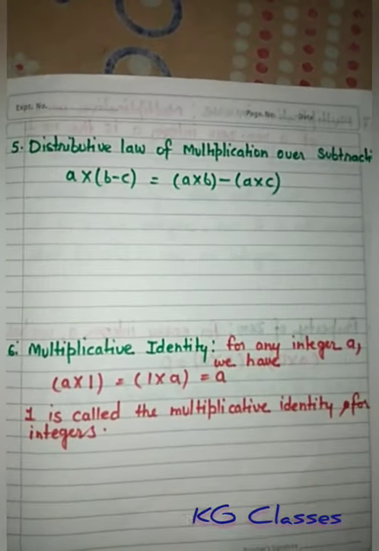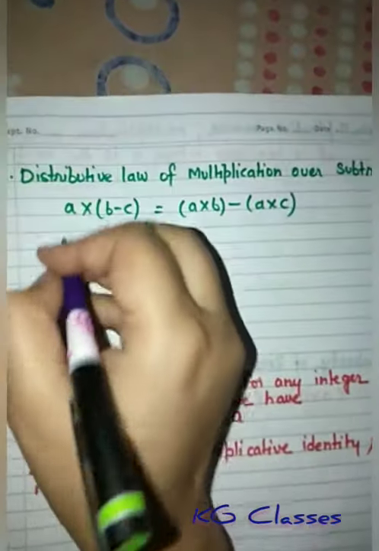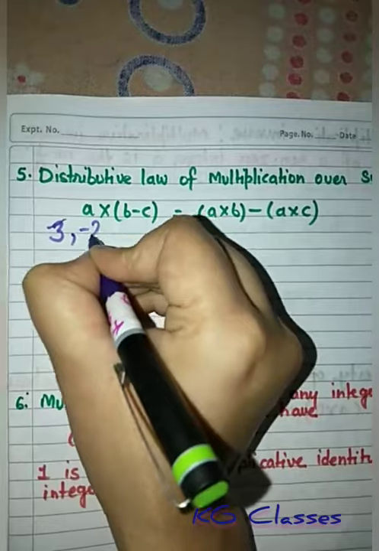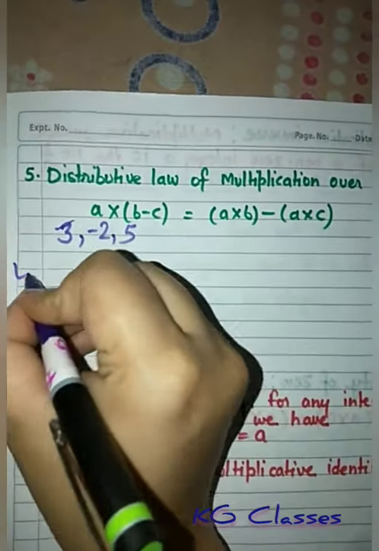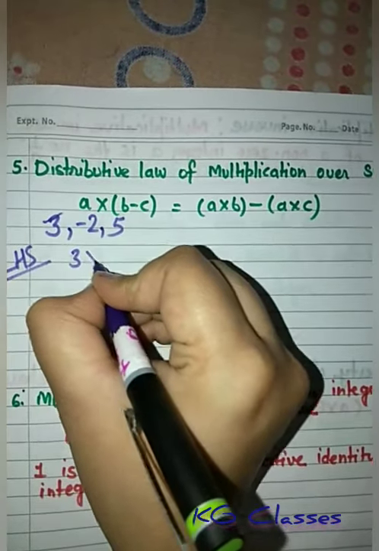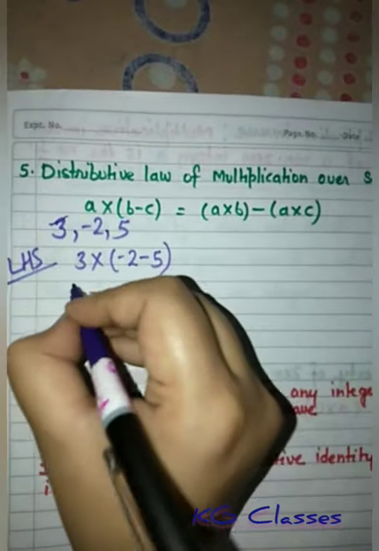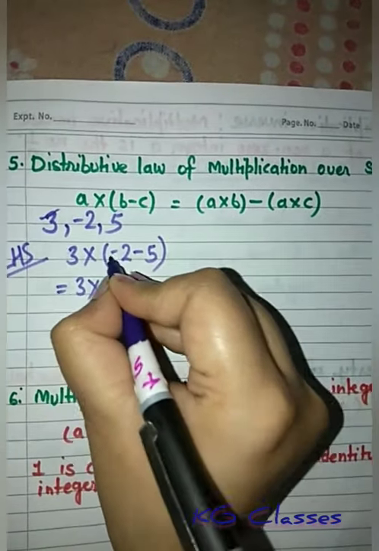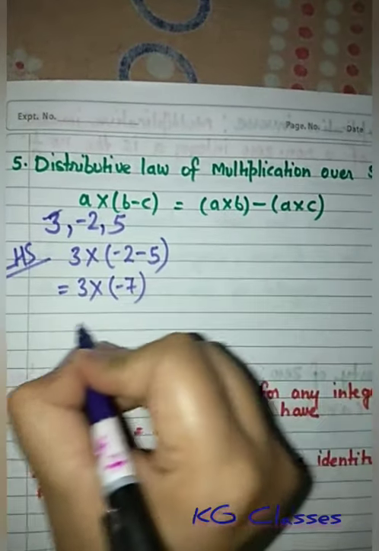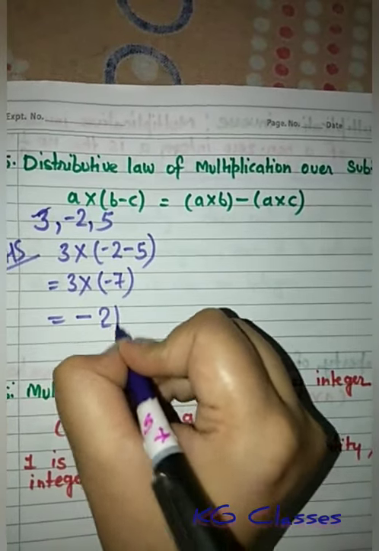Next property is distributive law of multiplication over subtraction. We have this. So let's take three integers. If we have 3, minus 2 and 5, let's take the left hand side of this. We will have 3 multiplied by minus 2 minus 5. Then 3 multiplied by minus minus plus, 5 plus 2 is 7, minus 7. What will we get here? Minus plus minus, 7 3s are 21.